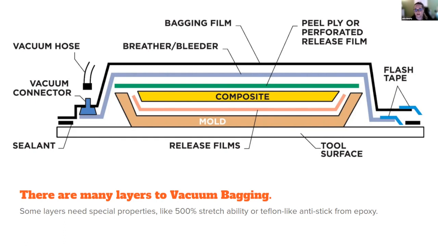So when the vacuum kicks off, it just removes all of the air nice and evenly, thanks to the bleeder. Okay. It makes an even surface, as long as you were careful and you laid it out properly. You don't want wrinkles, because that leaves a gap where air can be trapped.